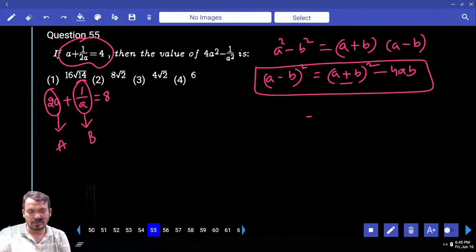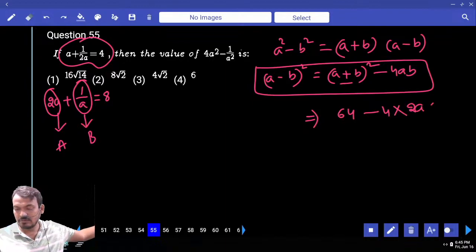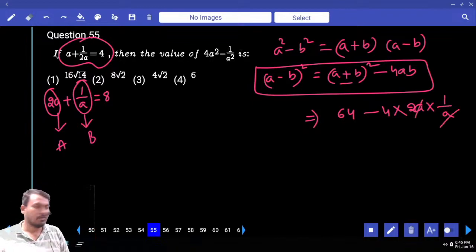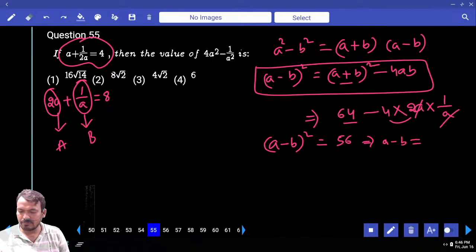(a plus b) whole square, 8 square. What is the 8 square? 64. 4ab, 4 into what is the a value? 2a. B value, 1/a. The a cancels, 4 times 8 is 8. 64 minus 8, 56. Means (a minus b) whole square equal to how much? 56. Then a minus b equal to square root of 56.